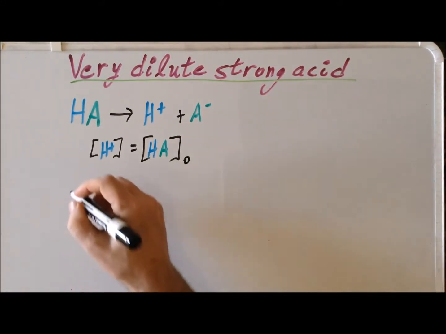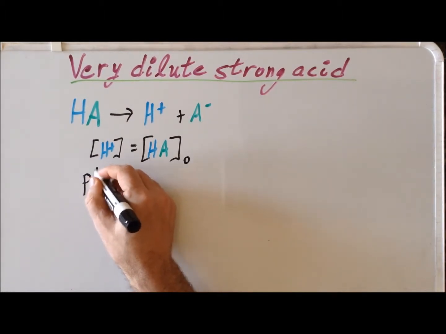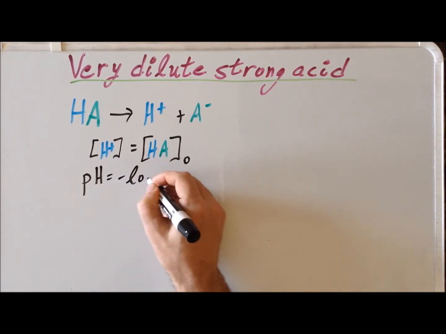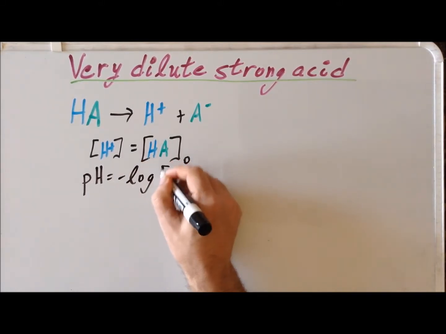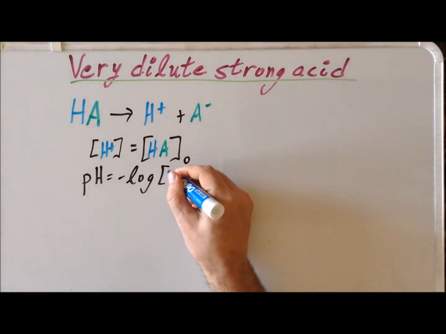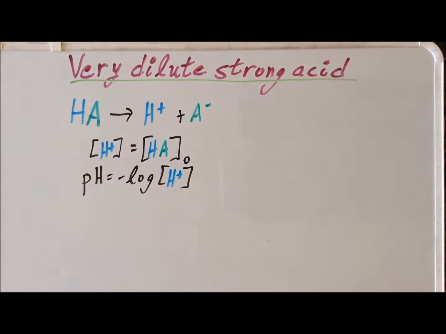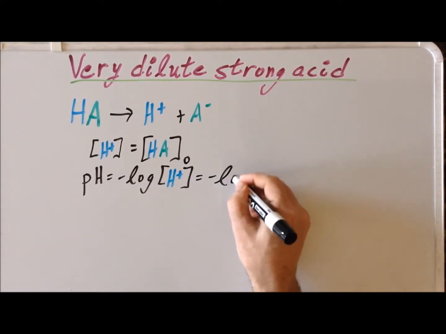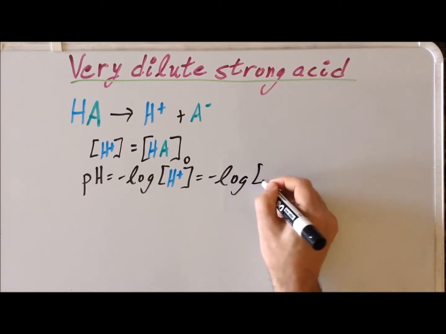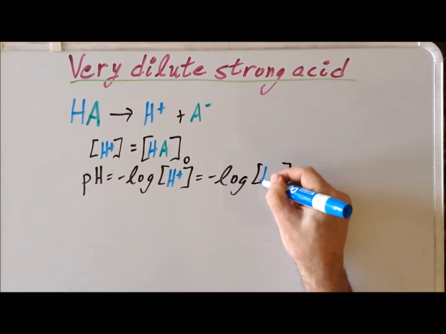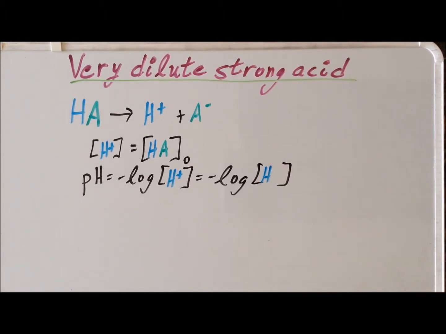We recall that the pH, by definition, is the negative log of the concentration of H+, which in this case is going to be exactly equal to the negative log of the concentration of our acid at the beginning, at least.